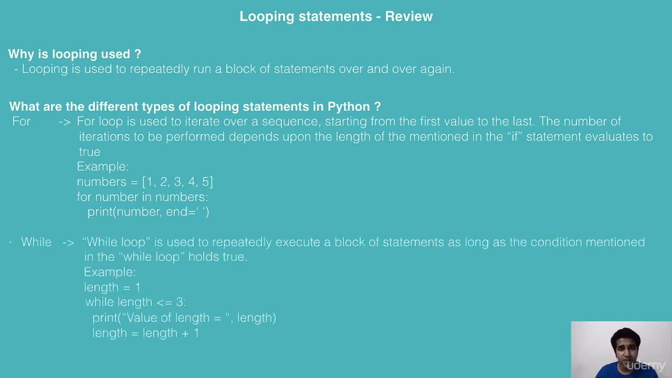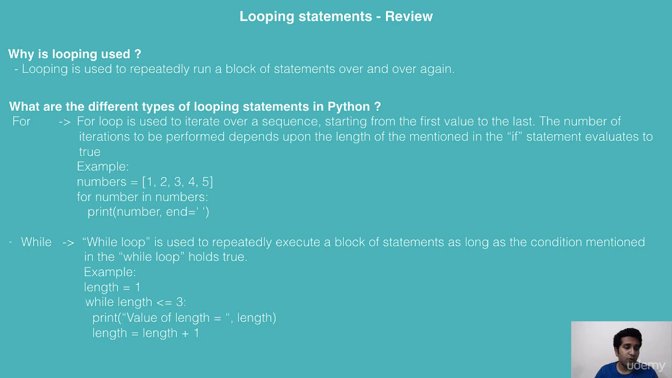Next, what we saw is the while loop. A while loop is used to repeatedly execute the block of statements as long as the condition in the while loop holds true. In this example, in our while loop, we have a variable called length which is being checked. So what is happening is it checks if the length is less than or equal to 3. Initially, the value of the variable length is 1, and within our loop, we increment it and print it. So once the value of length turns 4, it breaks the loop.